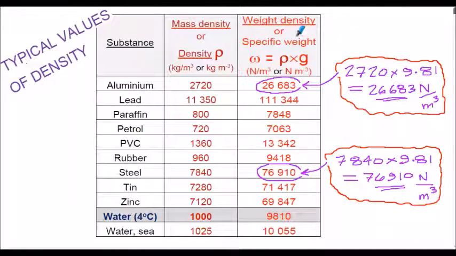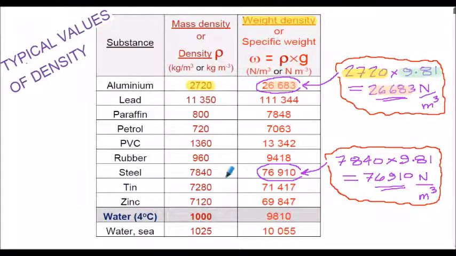This slide shows the calculation for weight density. So the aluminium mass density is 2,720, shown here. We simply multiply that by the acceleration of gravity, 9.81, and we find the weight density, shown here.